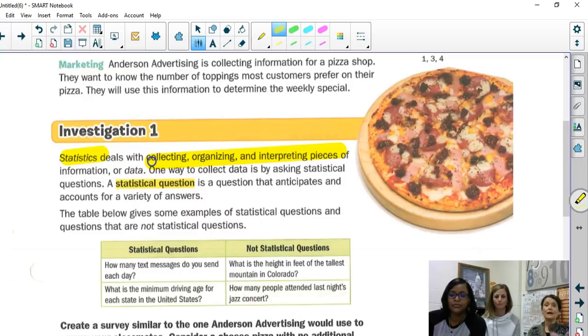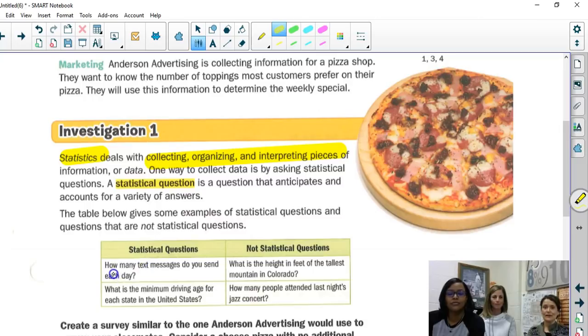A good statistical question is a question that allows for a variety of answers. So if I were to ask you, Ms. Horner, how you get to school, what would your answer be? A car. Is that a good statistical question? Probably not, because there's only one answer.